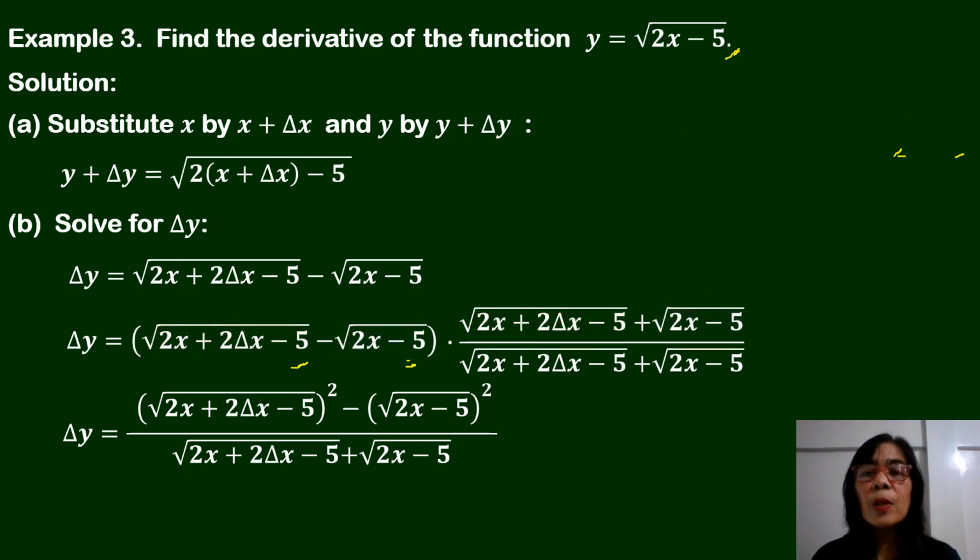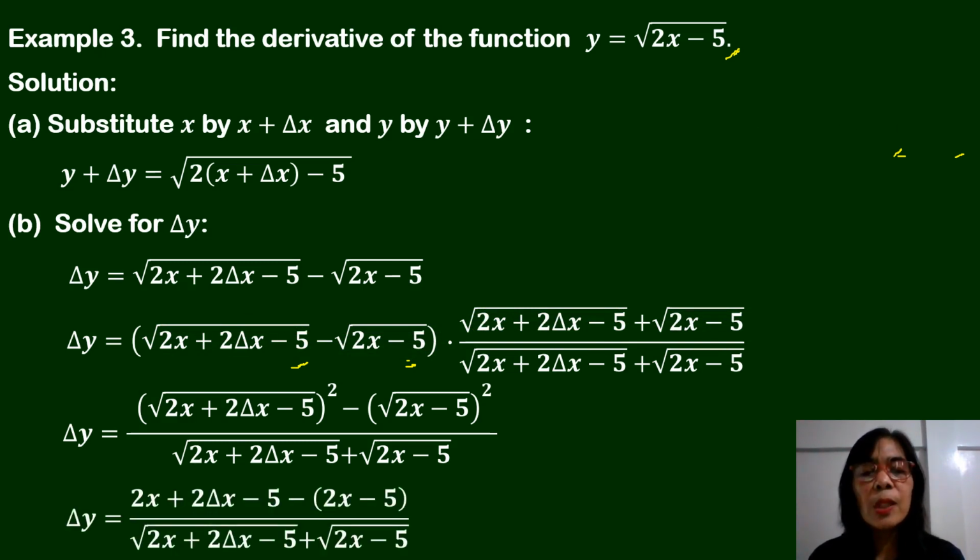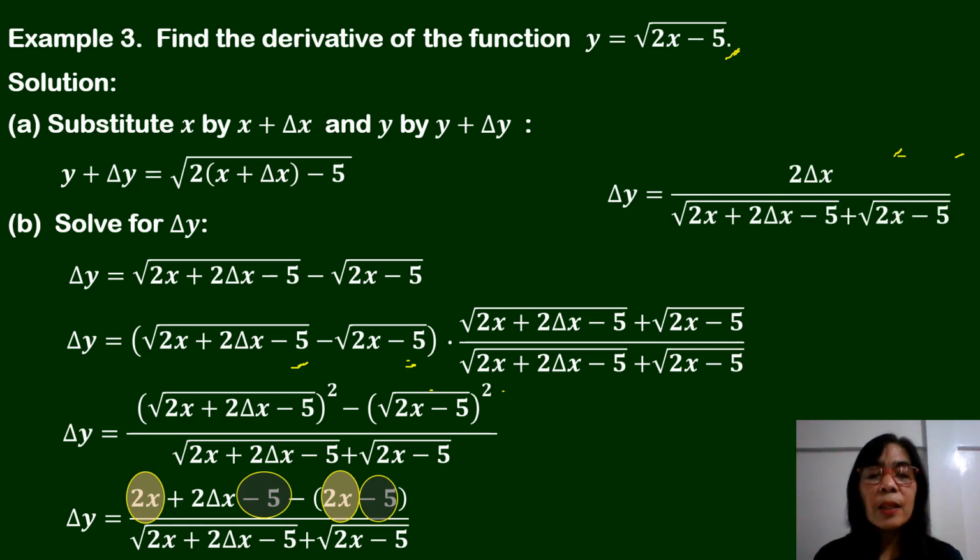Okay, then applying further rules on exponents, the square and square root cancel out. And so we have 2x plus 2 delta x minus 5 minus, again the square root and square cancel out, so we have minus the quantity 2x minus 5. Here we are now ready to collect similar terms. Notice that this 2x and the minus 2x cancel out. The minus 5 and the minus negative 5 cancel out. So what remains in here is delta y is equal to 2 delta x all over the square root of 2x plus 2 delta x minus 5 plus the square root of 2x minus 5.